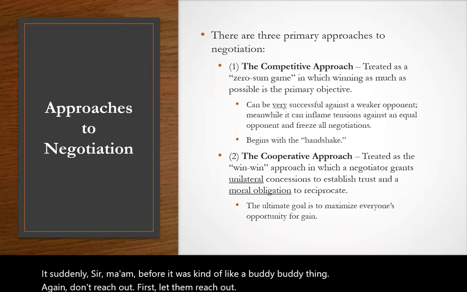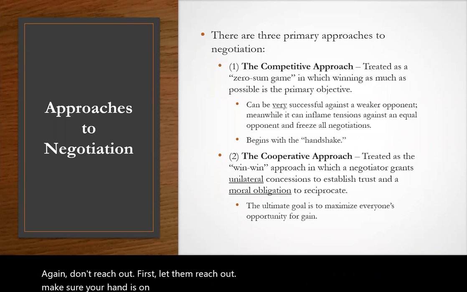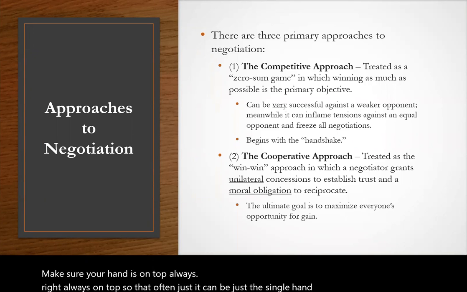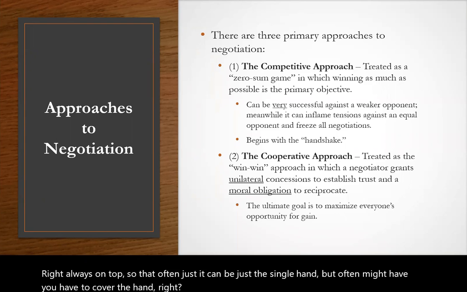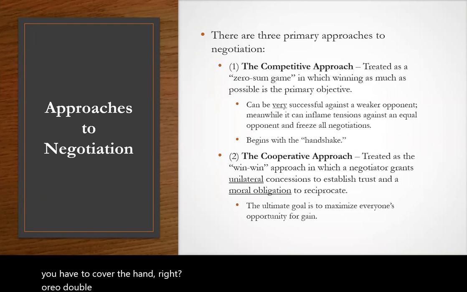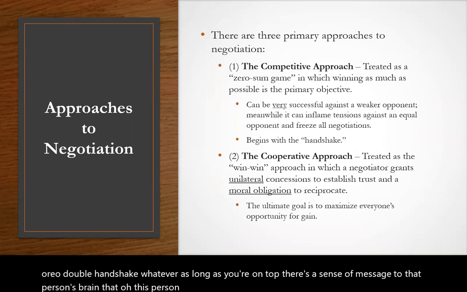Because it sends a message to that person's brain that, oh, this person's dominant, right? And it kind of starts sending sirens and alarm bells in the back of their brain, their subconscious, that this person's dominant, maybe more dominant than I am, I don't know. That's when we start to have self-doubt, etc. So with all these, it really does begin with the handshake, but it's very important if not one of the most important points of the competitive approach.